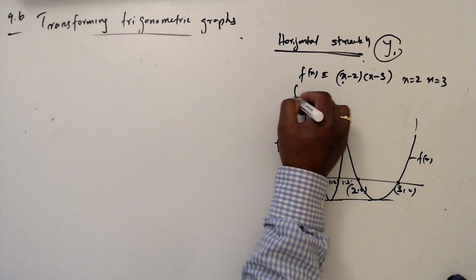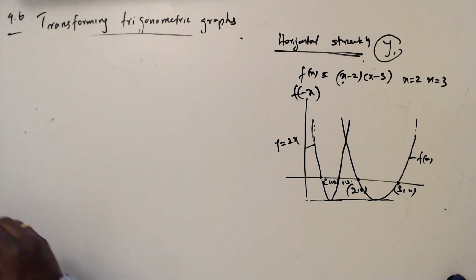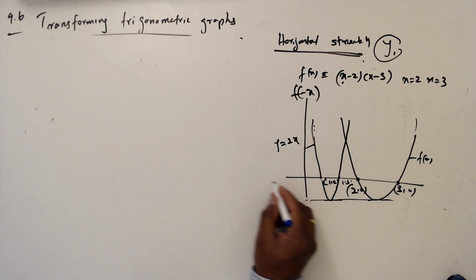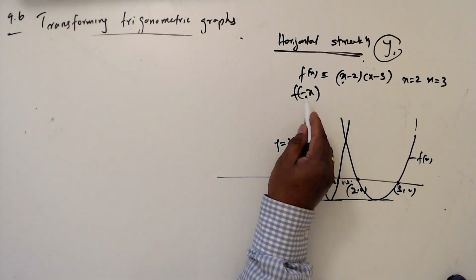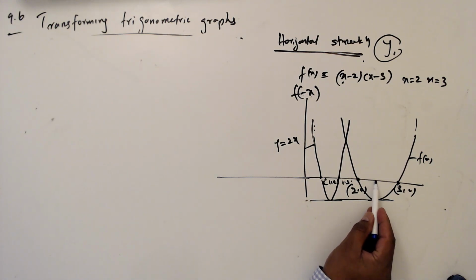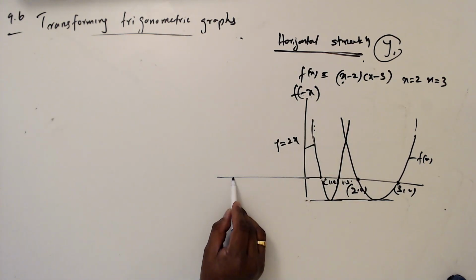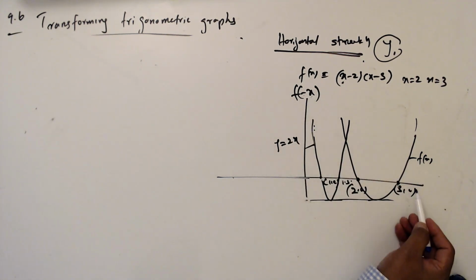And another special transformation, f equals f of minus x. What will happen if you put minus x? It means you are changing all positive x values to negative, and negative x values to positive. If you substitute plus 3, it becomes minus 3. If you put minus 4 here, minus 4 becomes plus 4. It's going to be here.